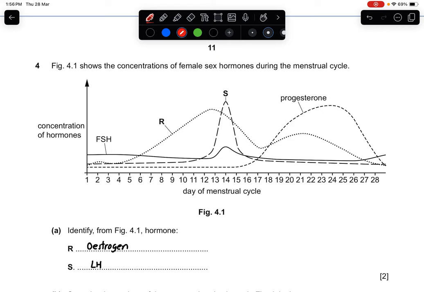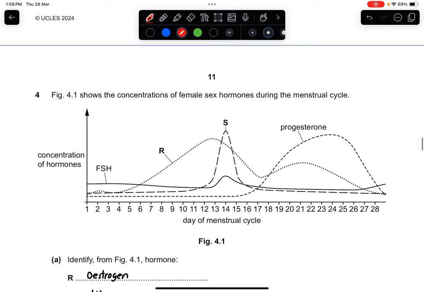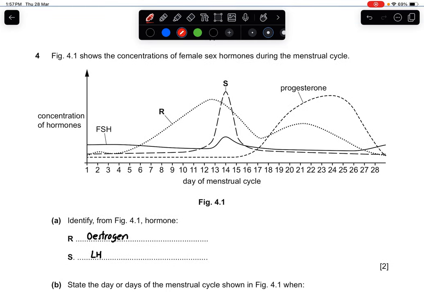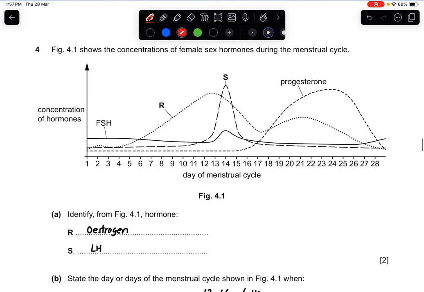And that is the estrogen. The estrogen always works like this, and then it decreases as progesterone increases. So it always takes over. So once FSH decreases, it allows the estrogen to increase. Then for S, this is the luteinizing hormone. The luteinizing hormone will help with the release of the ovum to the fallopian tube. So R is estrogen, S is the luteinizing hormone or LH.